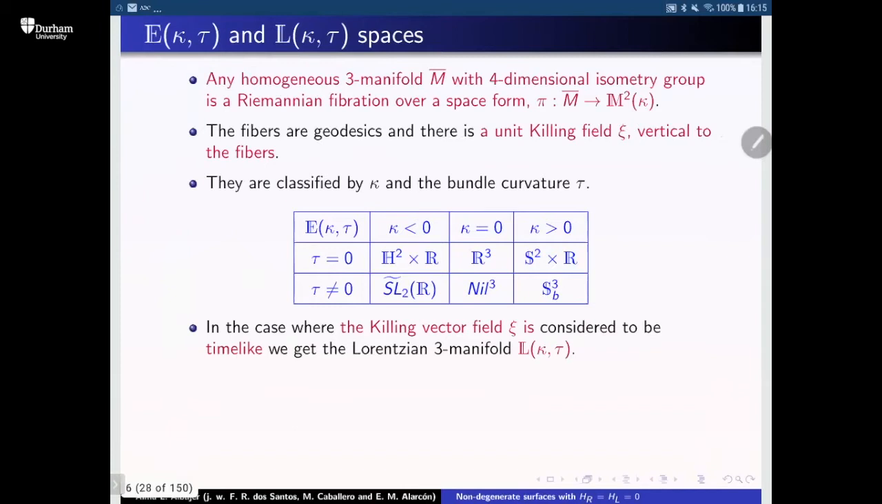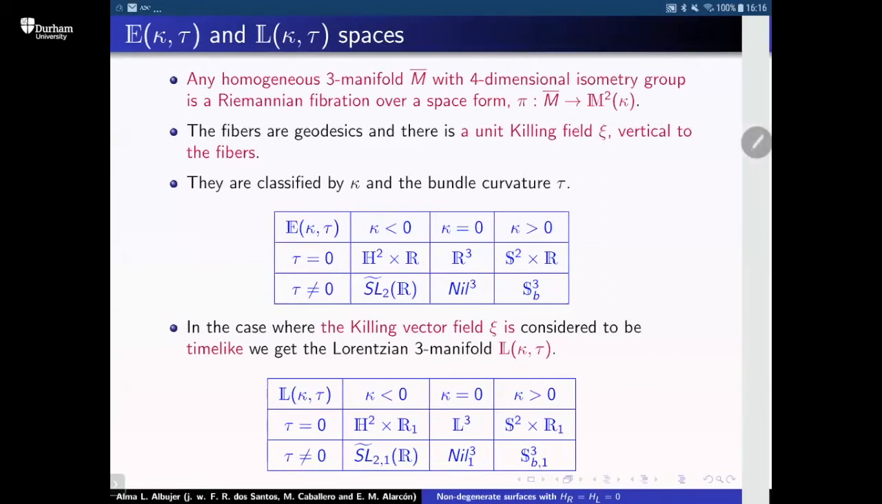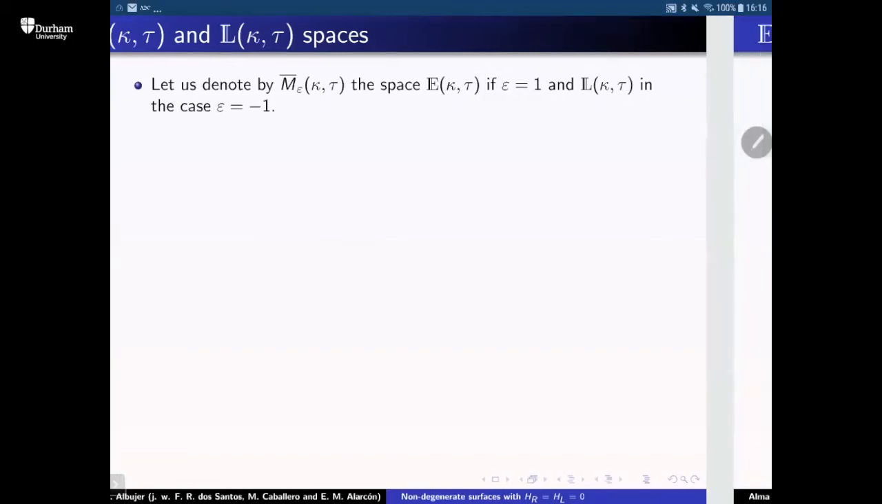How can we construct the Lorentzian homogeneous L kappa tau spaces? In the same way, but just asking the vector field T to be time-like. So we obtain the corresponding Lorentzian manifold L kappa tau. As we want to work together with the 2 spaces, I will denote by M bar epsilon either the space E kappa tau when epsilon is equal to 1, or the space L kappa tau when epsilon is equal to -1.